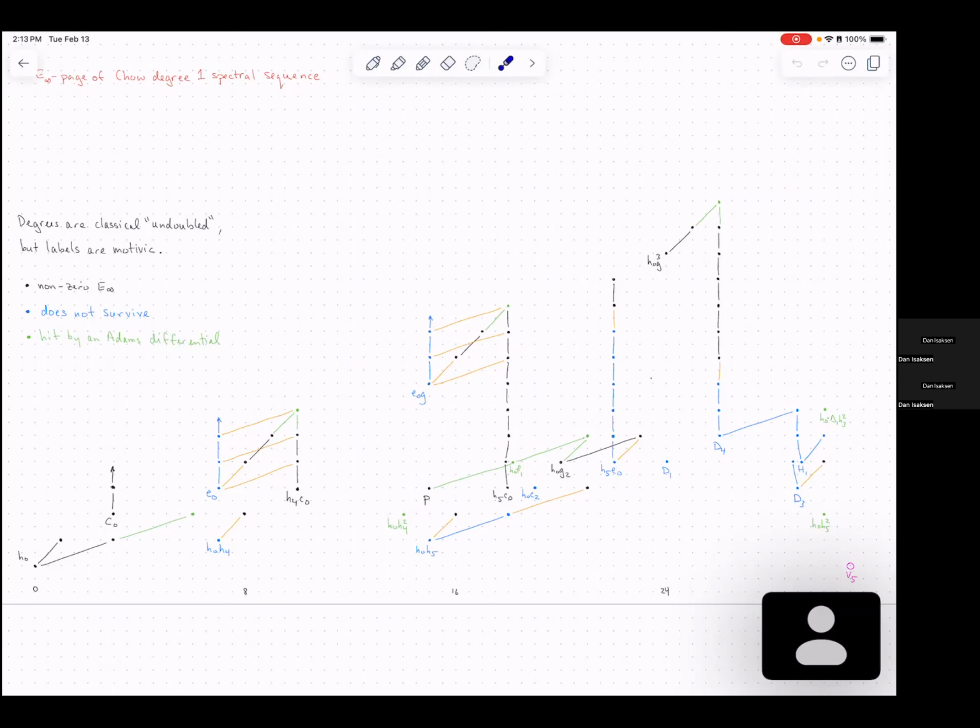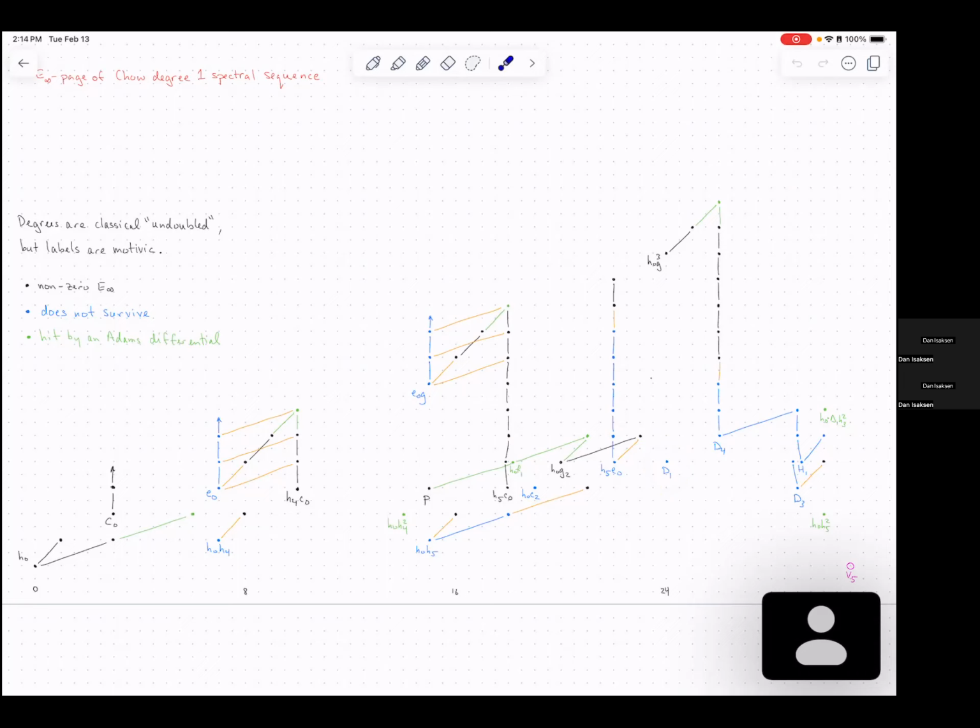There's another element here, capital D1. When you double the degrees, that ends up in the 52 stem. That's a particularly interesting element because it supports an Adams D2 differential, but the proof of that D2 differential is particularly subtle. It's a difficult element to handle. Getting the Adams differential on that was hard relative to a lot of other things. So that's another thing that shows up.